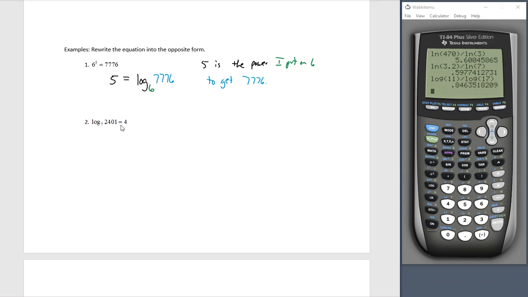What does this say? This says if the log is 4, 4 is the power that I put on 7 in order to get 2401.